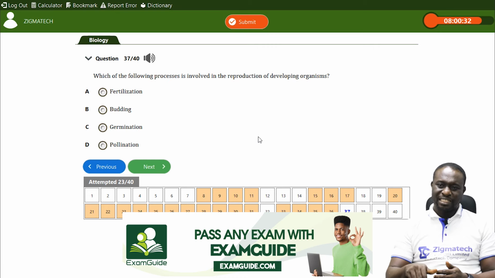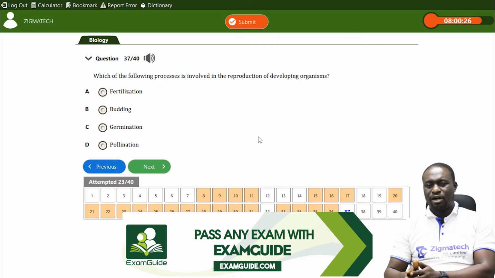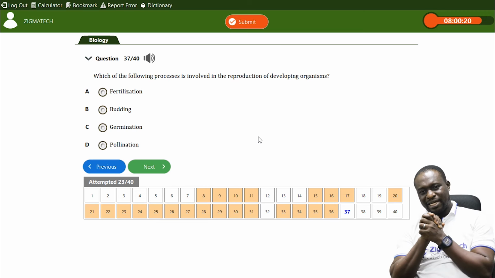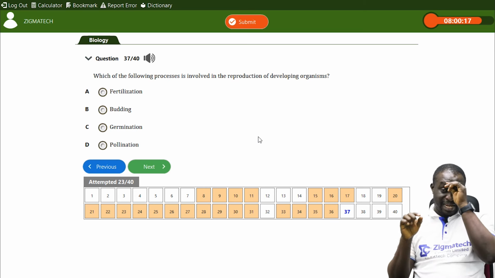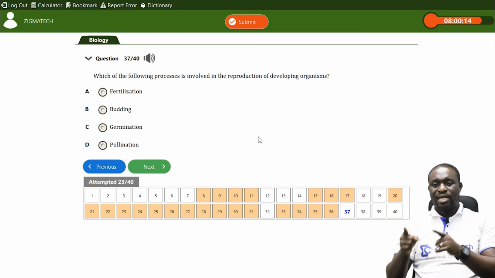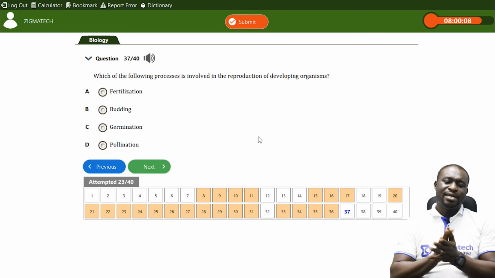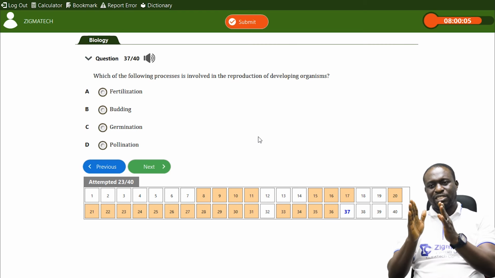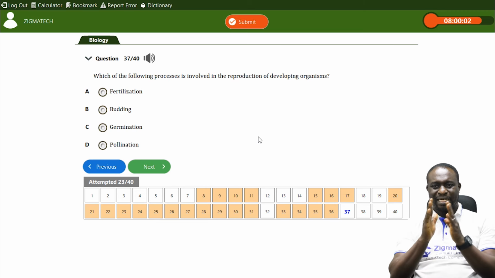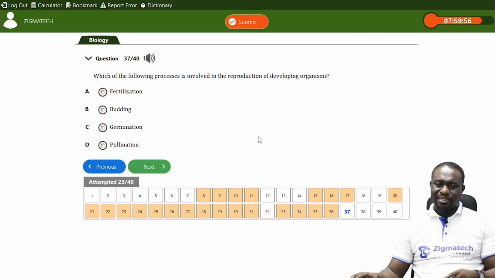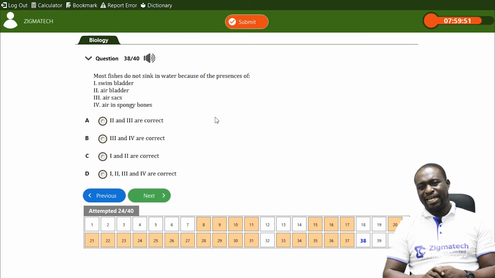It is actually fertilization. Pollination is simply the transfer of pollen grains from the anther to the stigma of a flower. It is not the process that brings about developing organism. The correct answer, henceforth, is actually fertilization. Fertilization covers both plants as well as animals. Germination and pollination cover only plants. They did not state in the question whether it is both plants and animals, so in other words, the question covers both plants and animals. So the correct answer is option A. Option A is correct.